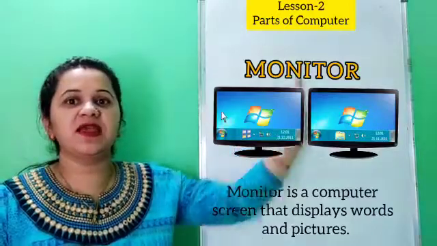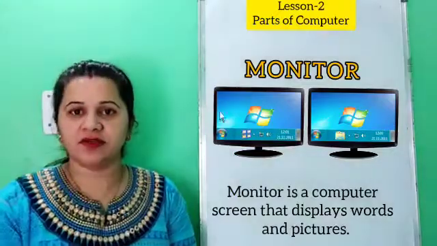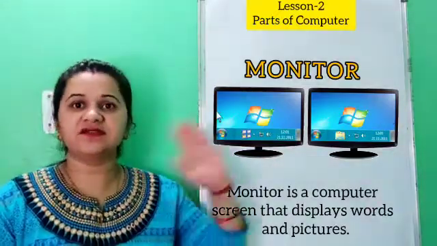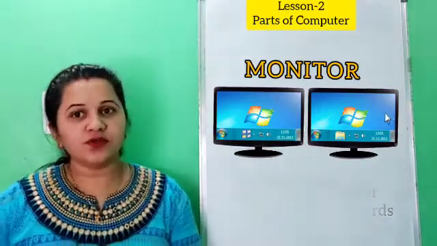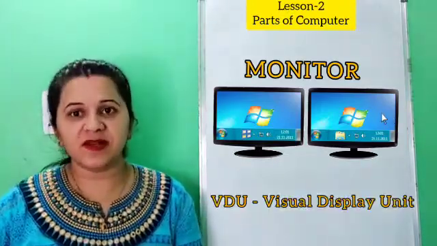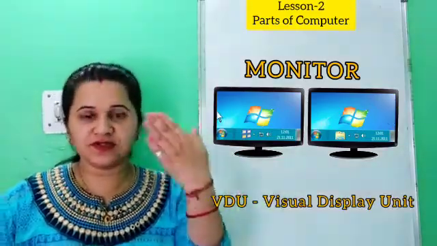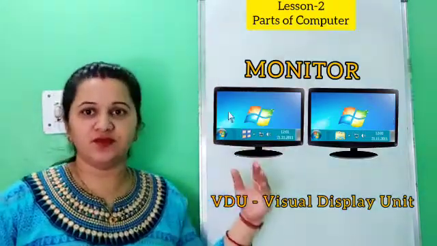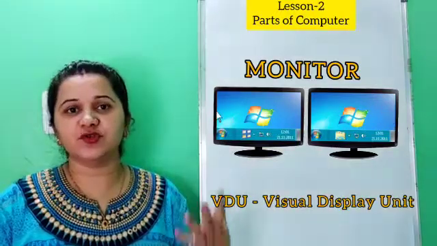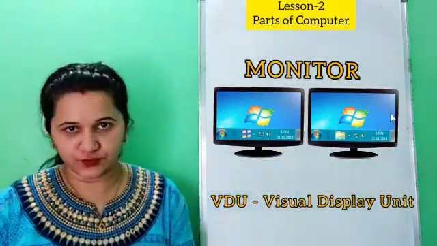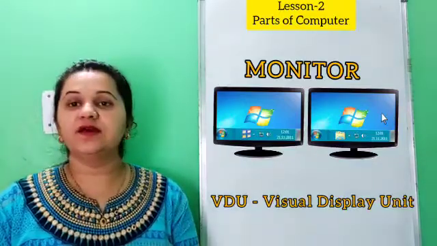Everything gets displayed on the monitor, like your mobile phone. You can watch me on the screen, that is your monitor. Okay, so in terms of computer, that screen is known as what? Monitor. Now it is also known as Visual Display Unit. Visual means you can see the things visually. Display means it is displaying, it is showing you. So that is why it is called Visual Display Unit, VDU. Okay, the full form of VDU is Visual Display Unit.